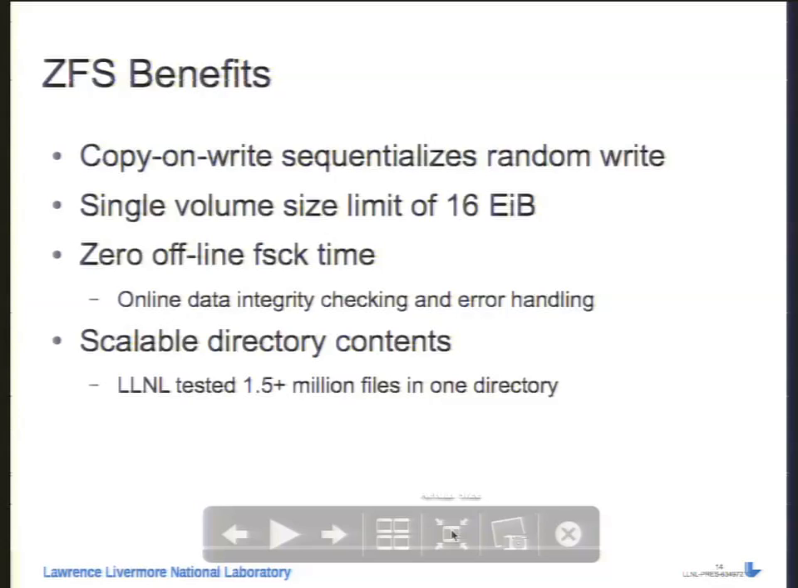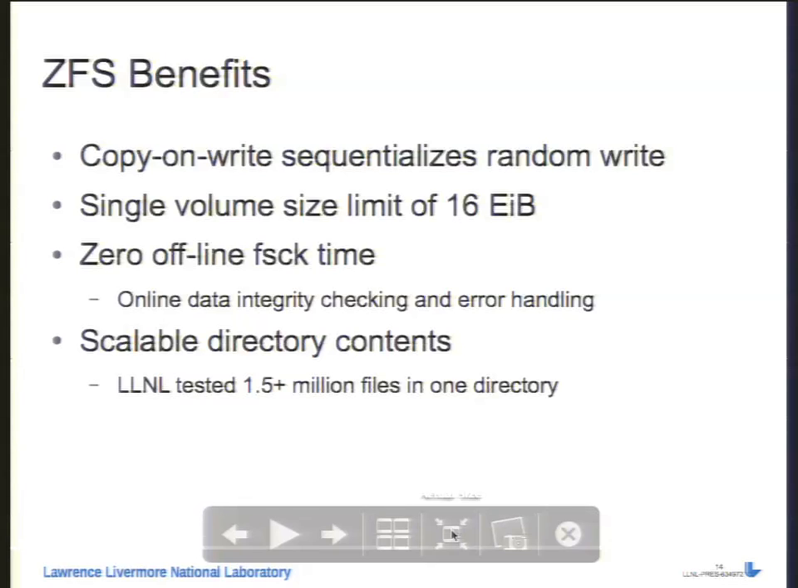Offline FS check time. Every time we have a failover with LDiskFS, we have to do a fairly lengthy LFSCK before we trust it to put the file system back into production. And that's even if we're doing the minimal FS check, not a complete exhaustive FS check. With ZFS, the FS check is online, and all the consistency and error handling can be online. That's a great benefit for us, speeds up our recovery times.